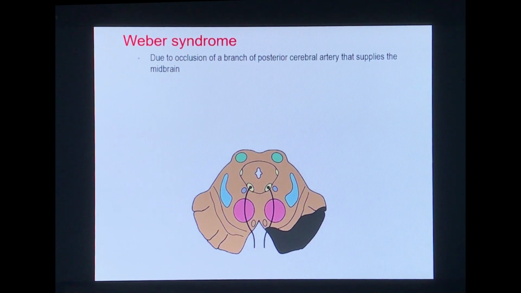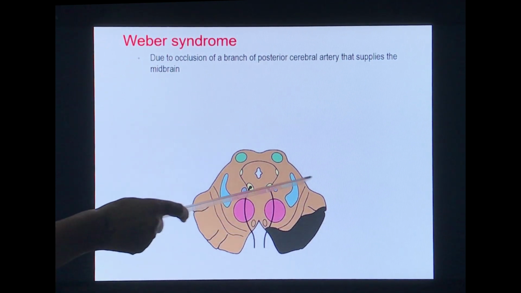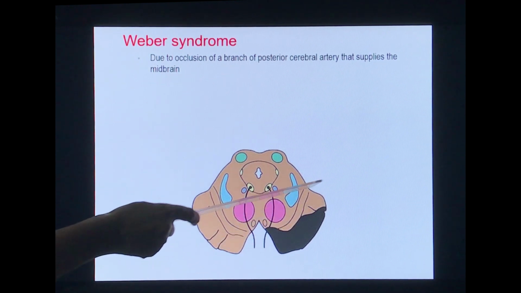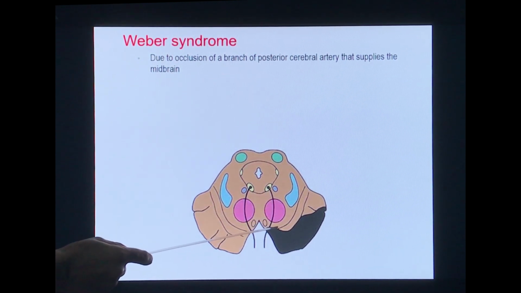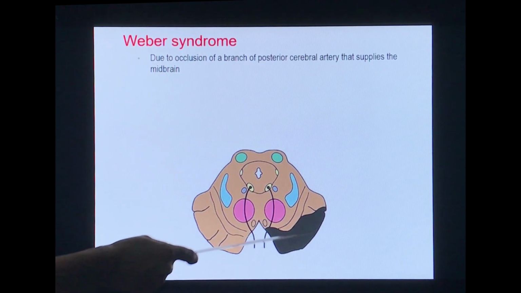Okay, so this is a syndrome called Weber's syndrome, which is due to the occlusion of the posterior cerebral artery. This mainly affects the branch which is supplying the anterior part of the midbrain. So here you can see the lesion, the deficit over here. It is mainly damaging the oculomotor nerve, and it also damages a part of the crus cerebri, mainly the medial aspect and the medial 2/3.